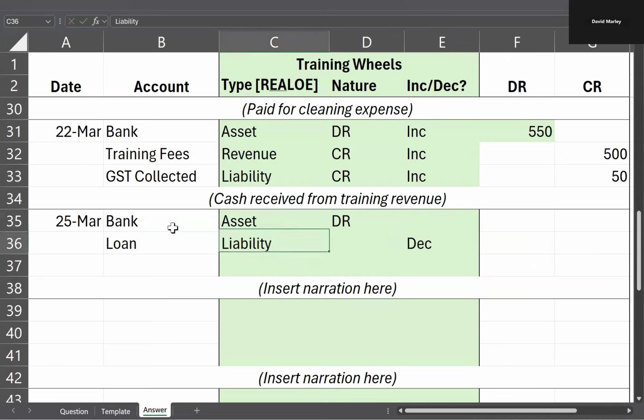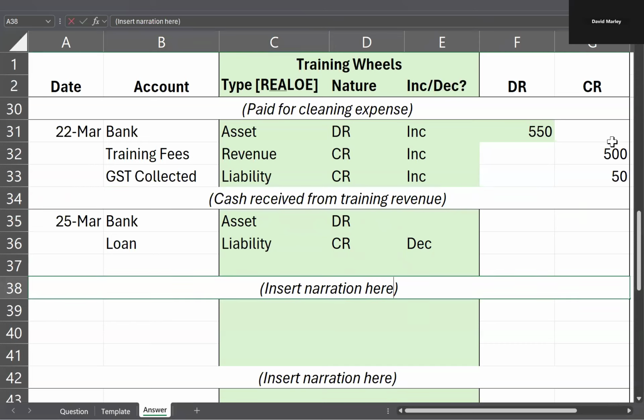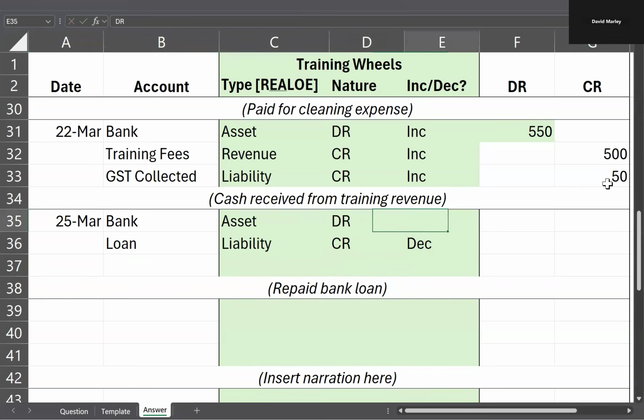So assets always have a debit nature, liabilities always have a credit nature. It does not matter if you're planning on increasing or decreasing in this particular transaction. The natures do not change. Both decreasing this time. That's a first. So a debit that decreases means I do the opposite of that. I do a credit. And a credit decreasing means I do a debit. So I'm decreasing my bank asset. I'm decreasing my loan. No GST on that.